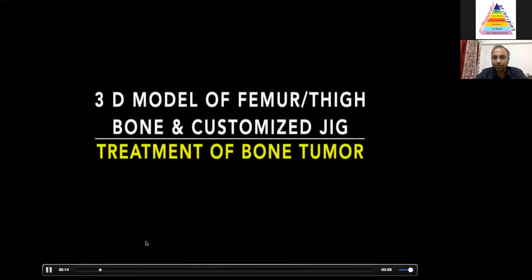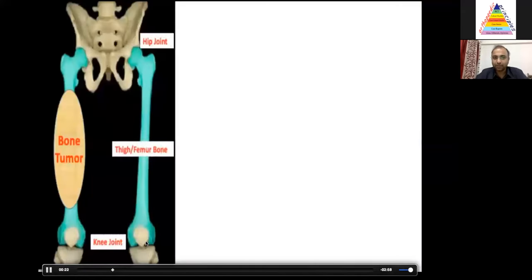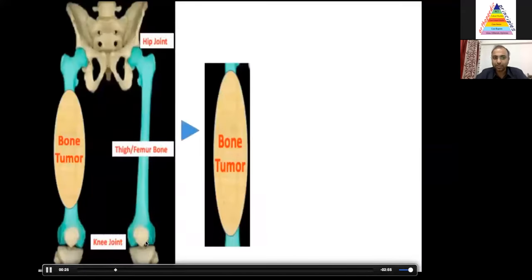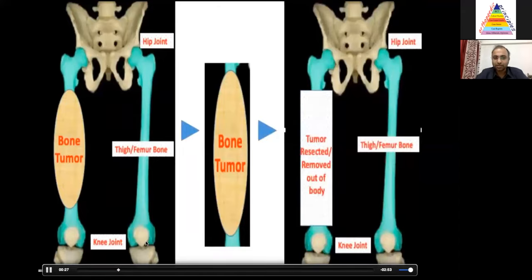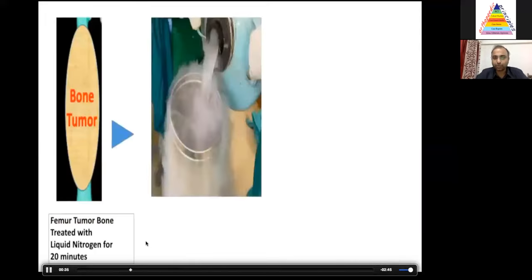So here we have used a 3D model and a jig. That is a newer method which we are using. So, a diaphyseal defect involving the femur. This is a small animation. So the diaphyseal bone is resected, and you can treat it with ECRT or liquid nitrogen. So you have both the treatment options.